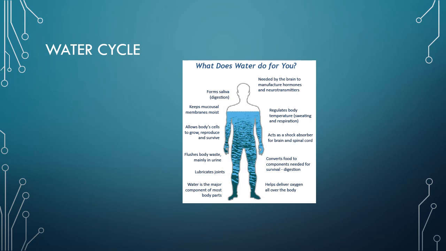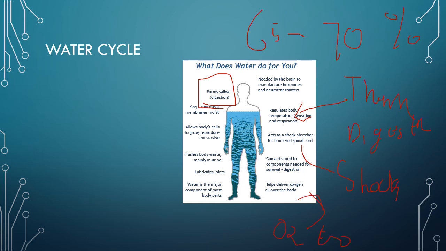And the final one is the water cycle, the last cycle for today. Water is around 65 to 70% in the human body, and that is why they say that in a day you have to consume a particular amount of water in liters. Why so? What are the uses? Water regulates body temperature. It is a thermoregulator. It is involved in the digestion process, because it softens the food. It acts as a shock absorber for the brain. It helps in delivering oxygen to the overall body parts.